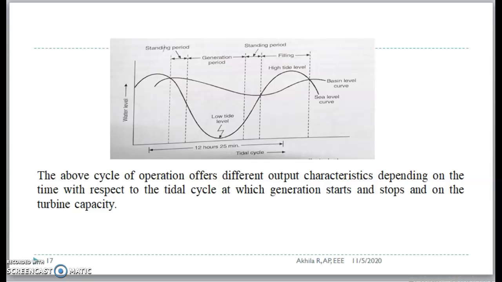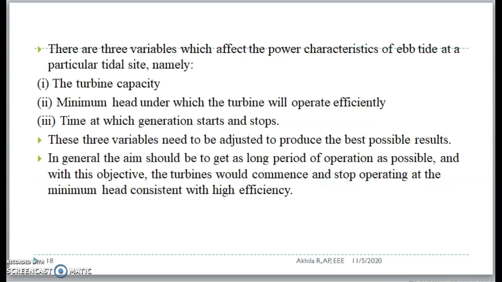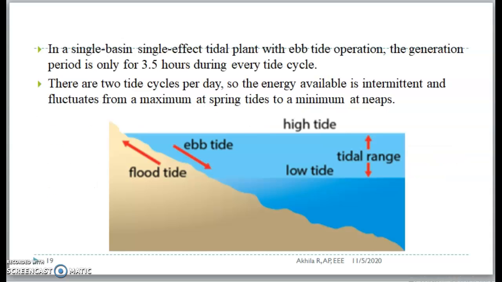Before that, we have been talking about rising tide, now we need to talk about falling tide. There are 3 variables which affect the power characteristics of the ebb tide. For that I'll be introducing you to these terms: what is ebb tide and what is flood tide. As you can see from the diagram, you have a high tide and low tide, and that is the tidal range. Ebb tide is the tide which is going back to your sea, and the flood tide is the tide which is coming in toward the shore.